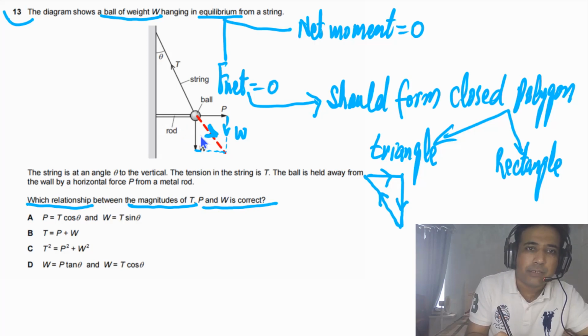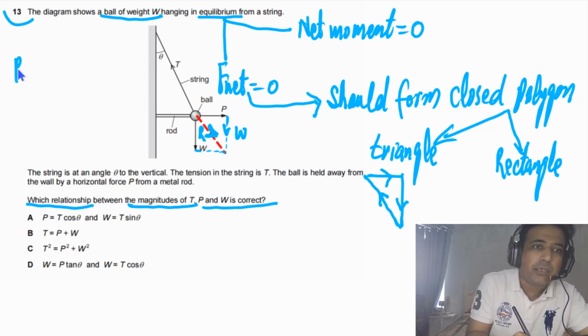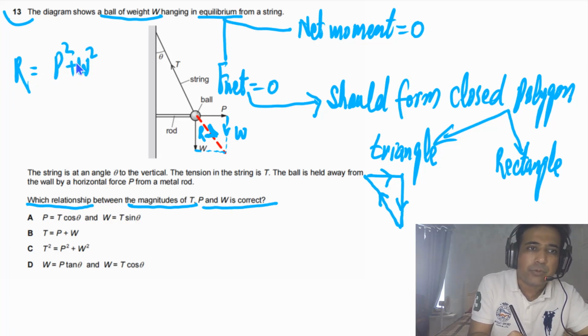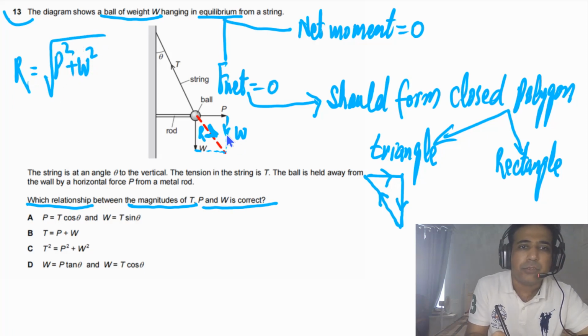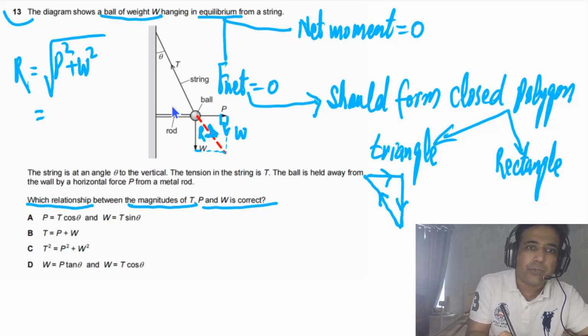Let's say this resultant is R. So R in this case has to be equal to the square root of P squared plus W squared, because this is just a right angle triangle. And R in this case, we are talking about magnitude. So R you can replace with T, because the magnitude of R has to be equal to the magnitude of T. So we have P squared plus W squared.